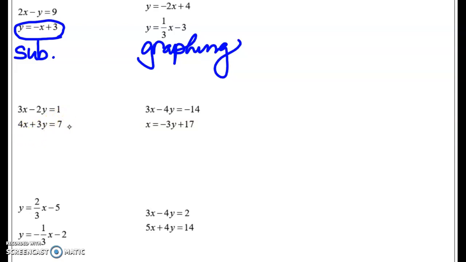They're not set up for graphing, so this would definitely be a problem. I would use elimination. I would probably try to get rid of my y's, multiplying the first equation by 3, the second one by 2.